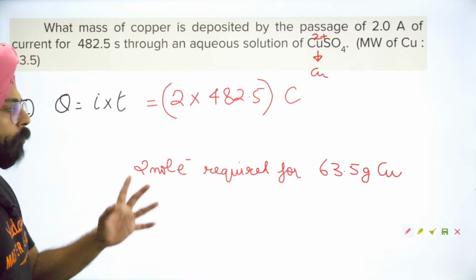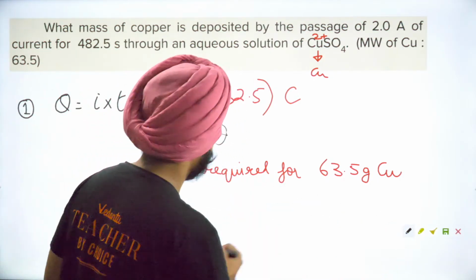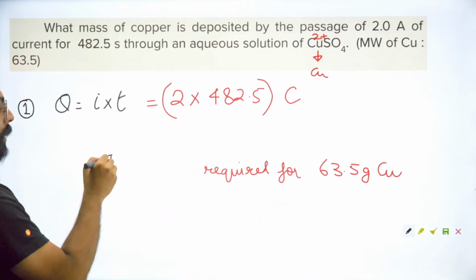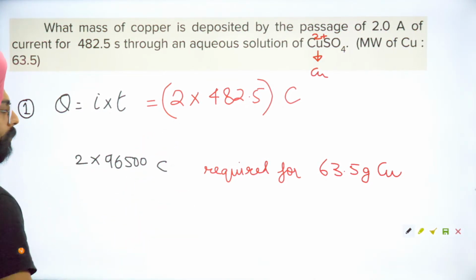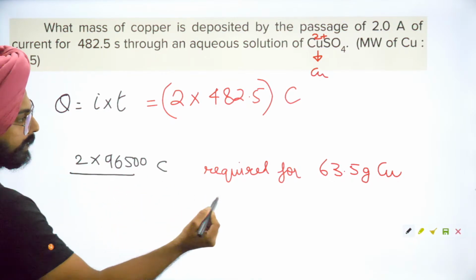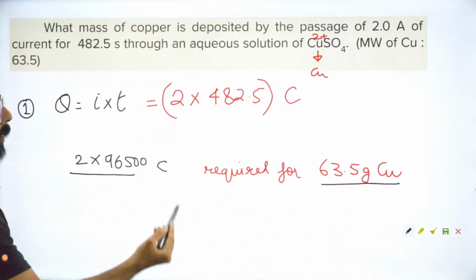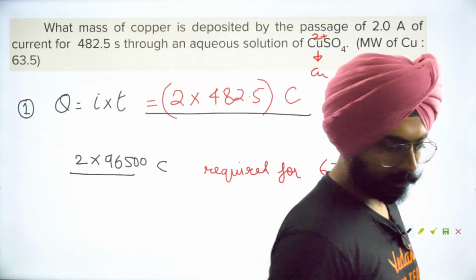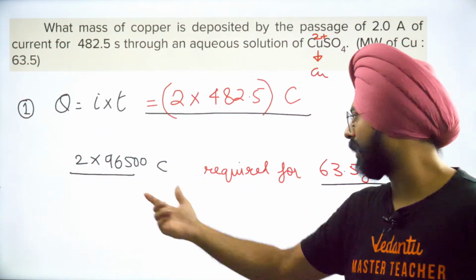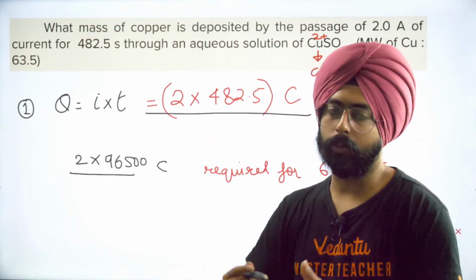2 moles of electrons can also be written as 96,500 into 2 coulombs. This charge is required for this much copper. This charge can give you how much copper? That's your question. If this much charge gives this much copper, how much copper will this charge give? You're done.